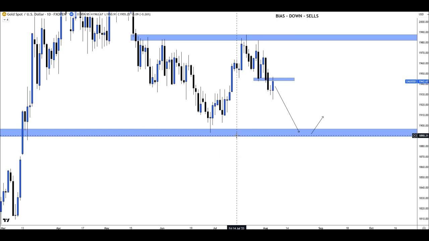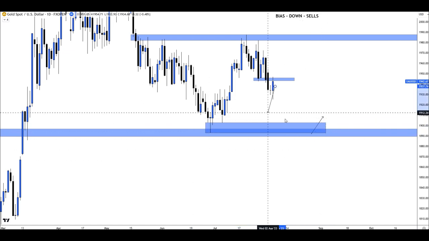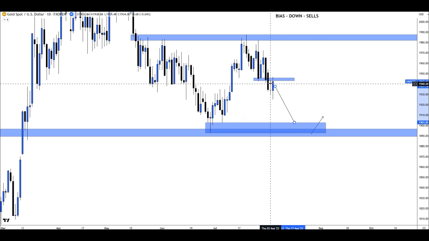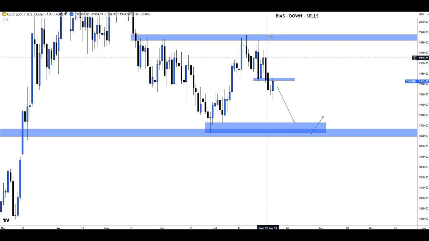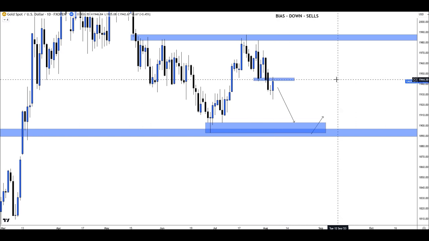So just because we are now on the daily, we did have the weekly low, but maybe what I want to do is pay attention to here, because this is also a structure point on the daily. So right now, my bias is down on the weekly. I've got a break and retest of a low on the daily.